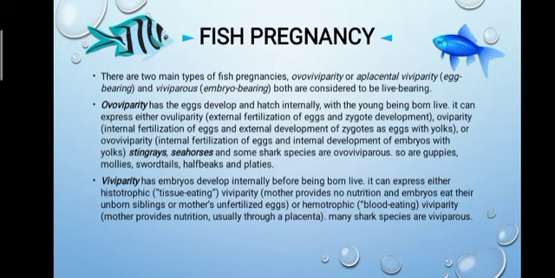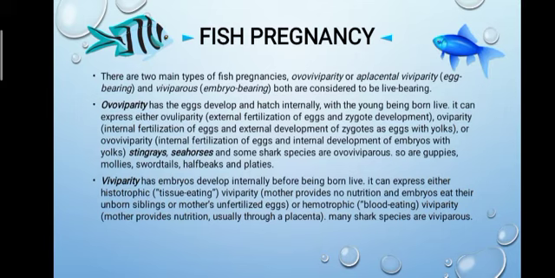It has eggs that develop and hatch internally, with the young being born live. It can express either oviparity, external fertilization of eggs and zygote development as eggs with yolks; or ovoviviparity, internal fertilization of eggs and internal development of embryos with yolks. Stingrays, seahorses, and some shark species are ovoviviparous. So are guppies, mollies, swordtails, and platies.